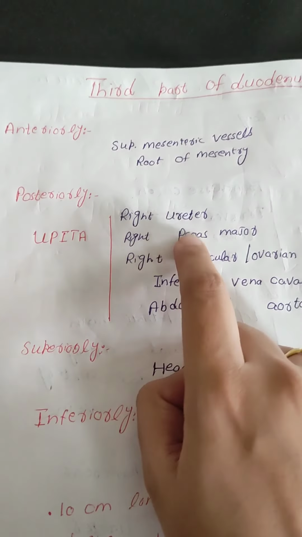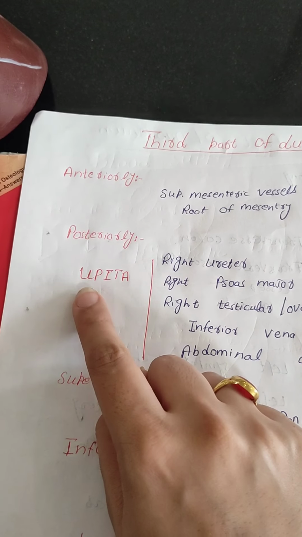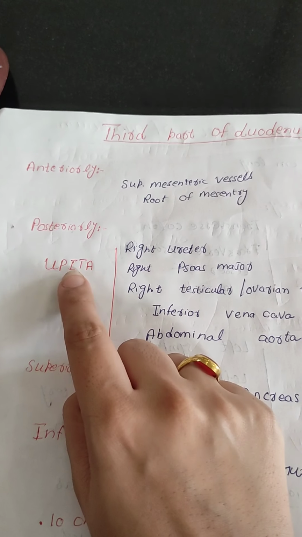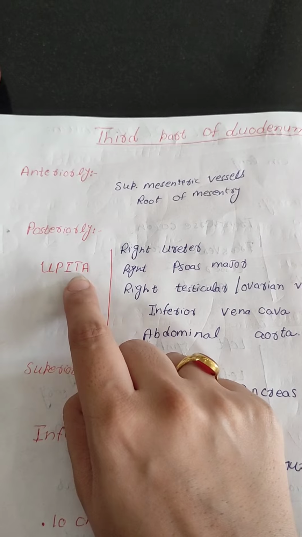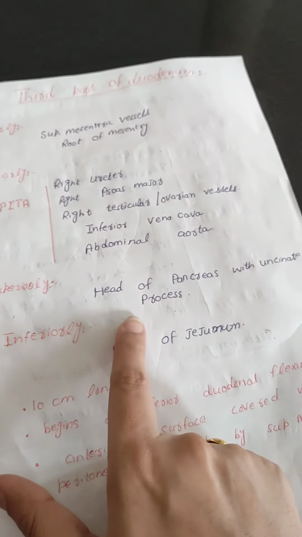And we have a mnemonic to remember all of them. UPITA: ureter, psoas major, inferior vena cava, testicular artery or ovarian, and then abdominal aorta. Now comes the superior relations.